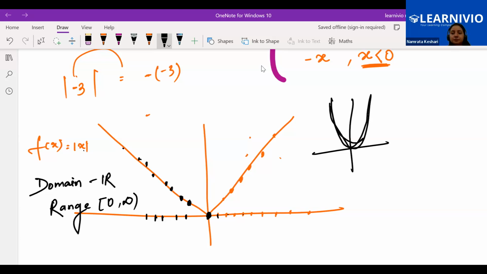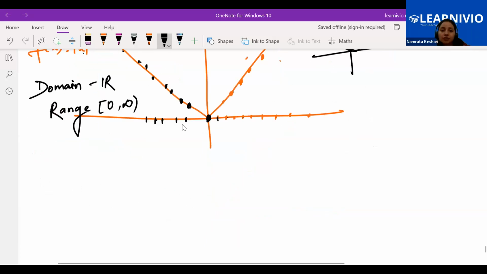Is it clear? Yes, ma'am. Now the next function, that is the greatest integer function.